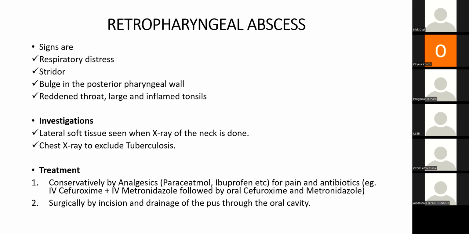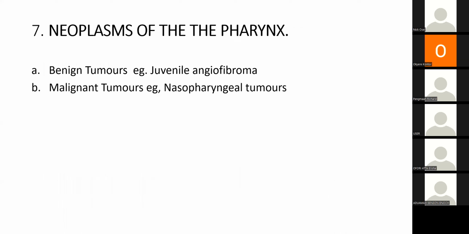Treatment: deal with the pains, the fever, you can do analgesics, antibiotics, and then we can also surgically incise and drain the pus through the oral cavity when the need be. But usually the IV antibiotics and the painkillers are enough to deal with retropharyngeal abscess. There could also be certain cancer of the pharynx, benign tumors, malignant tumors. These are just for your readings.